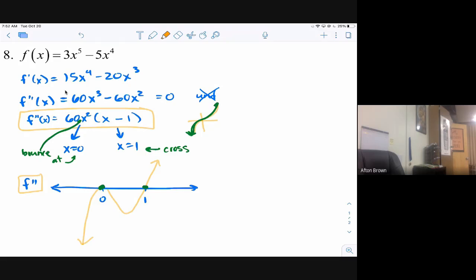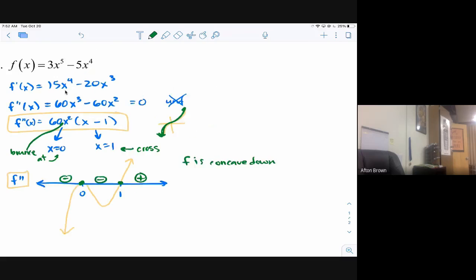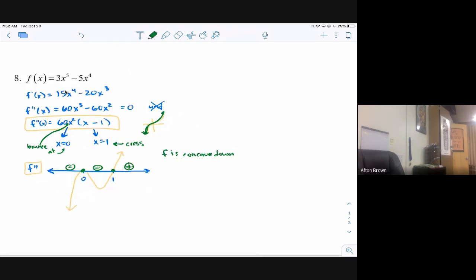If you're comfortable graphing, I think we're less likely to make mistakes graphing if you practice it than plugging in numbers. It's really easy to mess up numbers. But what stands out to me is it's below the x-axis, below the x-axis, and above the x-axis. So negative, negative, positive. So I would say f is concave down. Because it's negative on each side, I would just say it's concave down from negative infinity to 1.